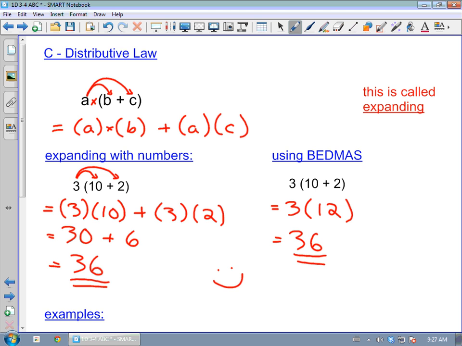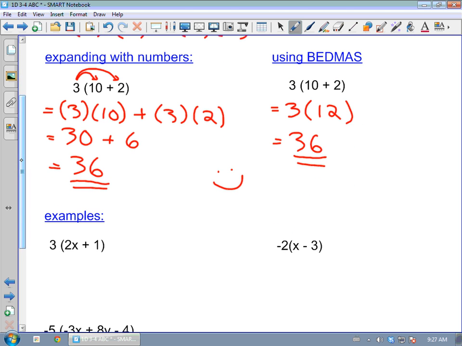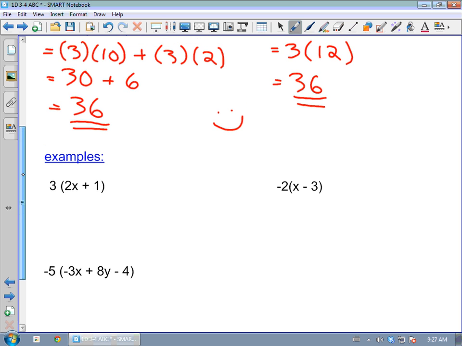Now, most of the time, we aren't going to be using this in cases where we have numbers inside the brackets. What we're going to have inside our brackets are these terms that we've been working with, coefficients and variables. So let's take a look at some examples where we apply this whole thing to where we have terms inside these brackets.